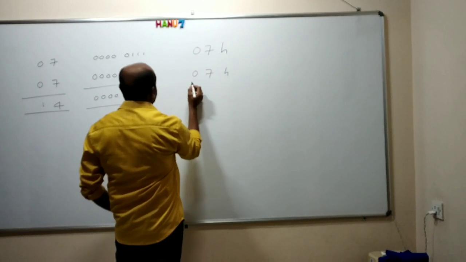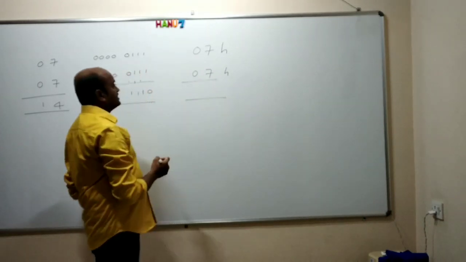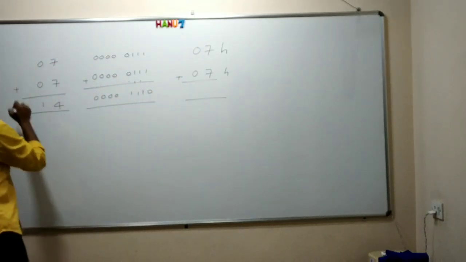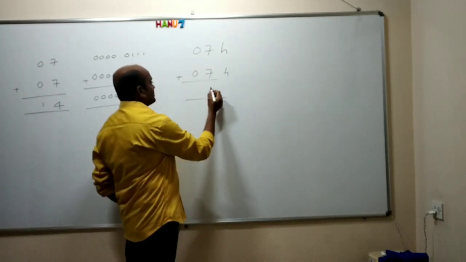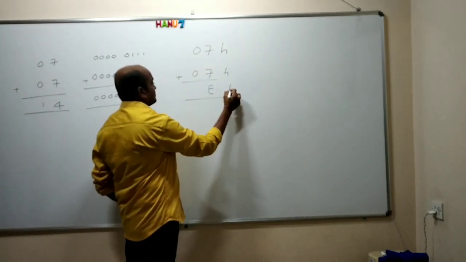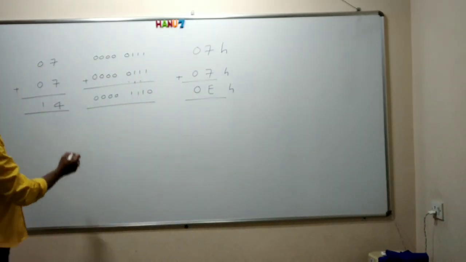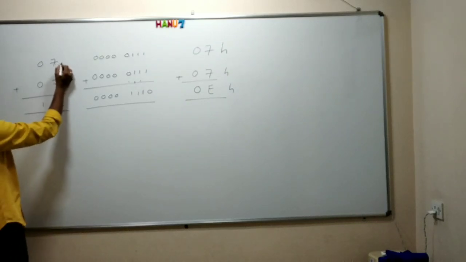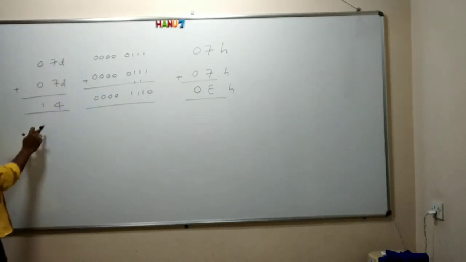07H. The resultant of this addition, I am performing addition here on all the three. 7 plus 7 will become E and the answer is EH. So you observe clearly here there is no extension, no indication. By default it is taken as decimal. So 7 plus 7 in decimal is equal to 14.